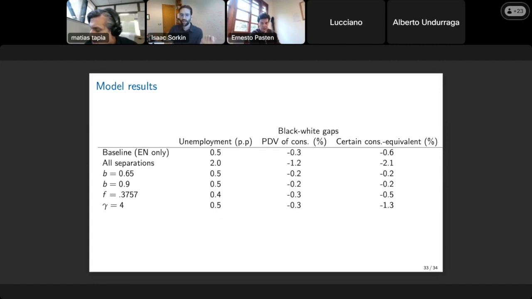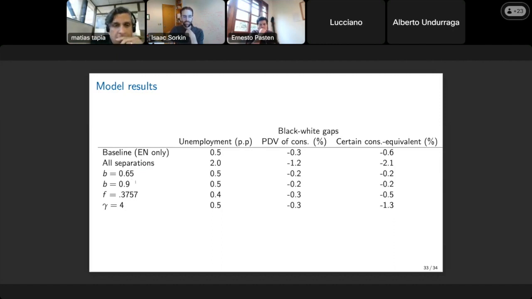The present discounted value of consumption is different by about 0.3 percentage points. Black workers will be willing to pay about 0.6% of lifetime consumption to have the separation profile of white workers. If you instead use all separations, so the EE separations as well, these numbers get a lot larger.